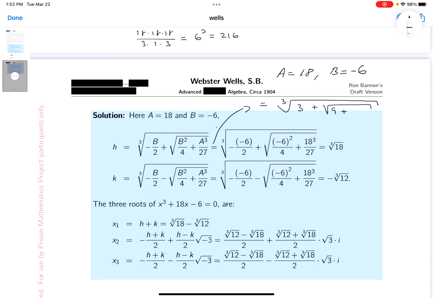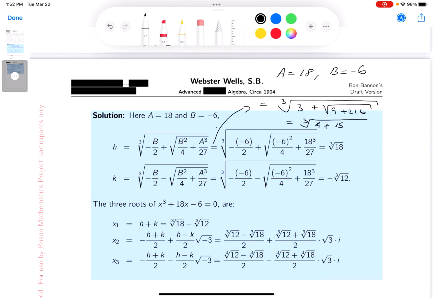Okay, let me write that down. I'm going to keep going. I'm going to simplify this. The cube root, 9 plus the square root of 225, which is 15. And I'm sorry, I said 9, it's 3. Get my eraser out. So I got the cube root of 18.